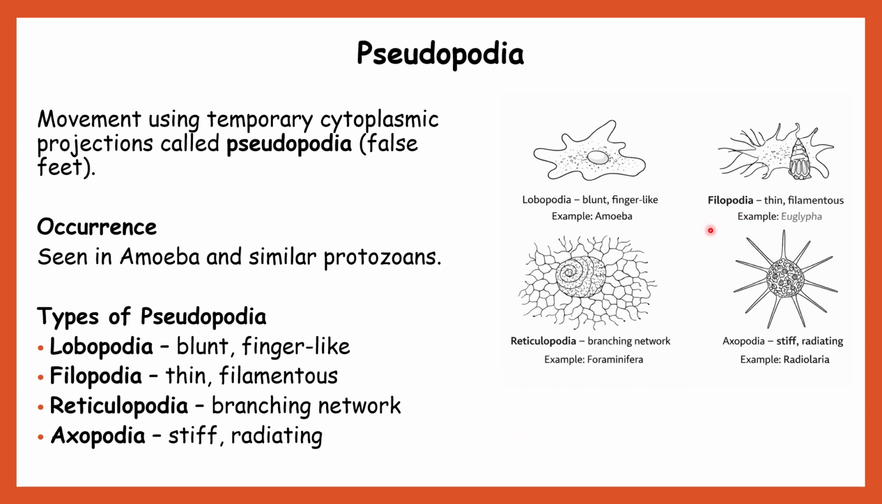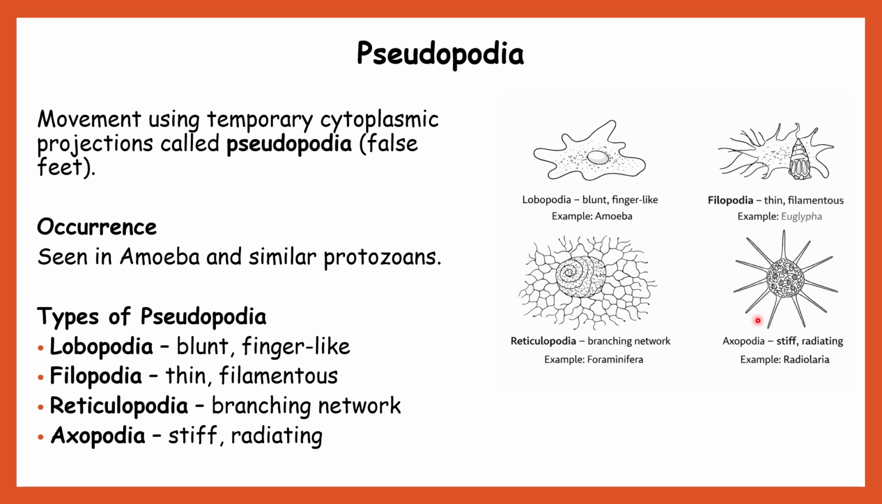The second type of pseudopodia is known as filopodia, where you can see thin filament-like projections from the protozoan body. The example for this is Euglypha. The third category is reticulopodia, where we can see an entire branching network of cytoplasmic extensions. The examples for this category are foraminifera. The last category of pseudopodia is axopodia.